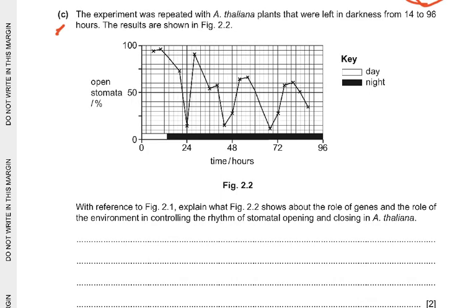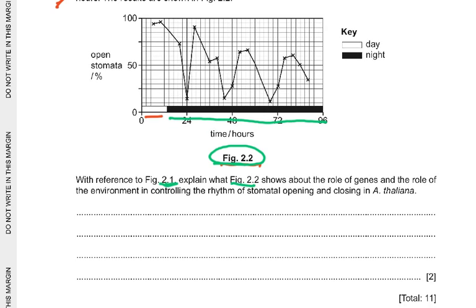Part C, the experiment was repeated with A. thaliana plants that were left in darkness from 14 to 96 hours. The results are shown in figure 2.2. So day and night. So this is the day part. And then we have the night part, which is in the black. So this is all the night part. With reference to figure 2.1, so we're going to refer to this, explain what figure 2.2 shows about the roles of genes and the role of the environment in controlling the rhythm of stomatal opening and closing in A. thaliana.